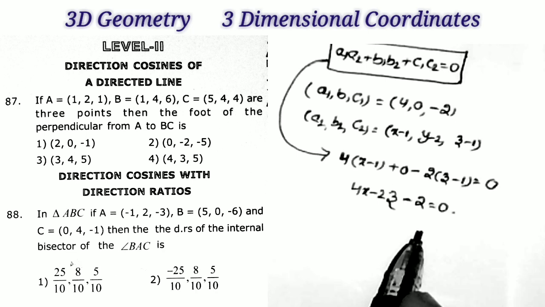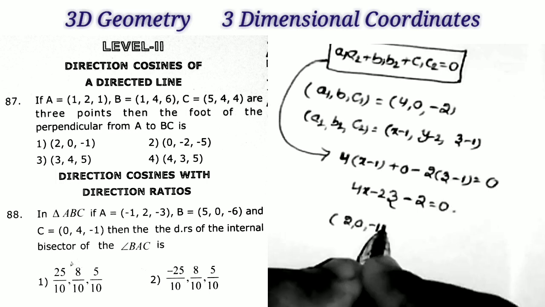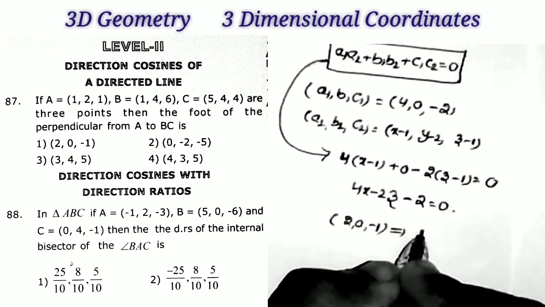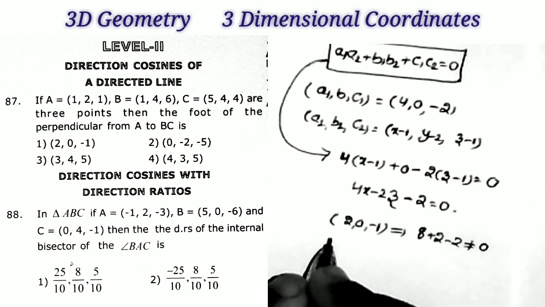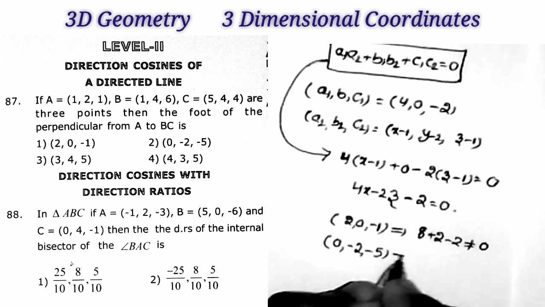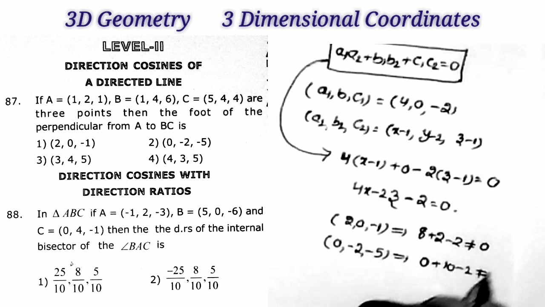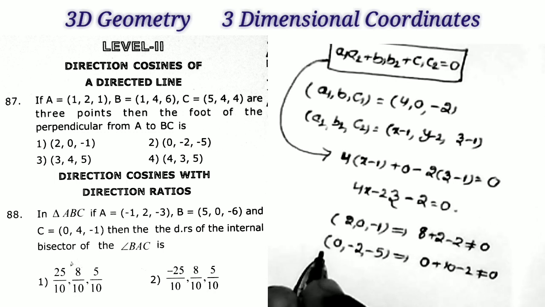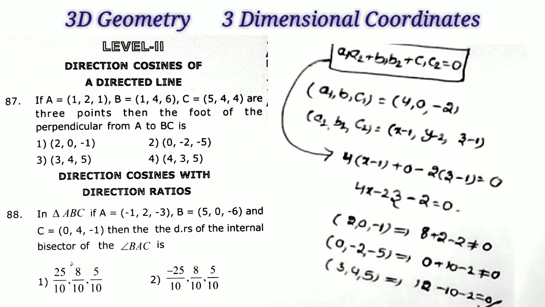Now checking the options, option verification. What is the first option here? (2, 0, minus 1). Replacing this point here, we get 8 plus 2 minus 2, which is not equal to 0. Now taking the second option, (0, minus 2, minus 5). That is 0 plus 10 minus 2, which is not equal to 0. Now taking the third option, (3, 4, 5). What do we get here? 4 times 3 is 12, minus 10, minus 2. Yes, this is right. This is equal to 0.